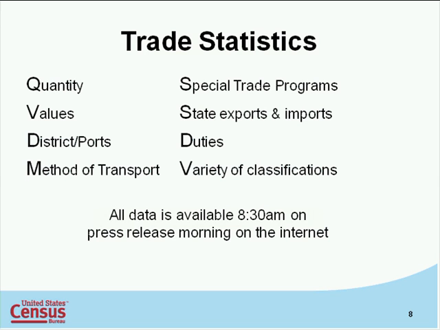Method of transportation includes air, vessel, containerized vessel, and others. Special trade programs such as goods imported under NAFTA or the GSP, exports and imports by state, and a variety of classification systems, as we'll see next.